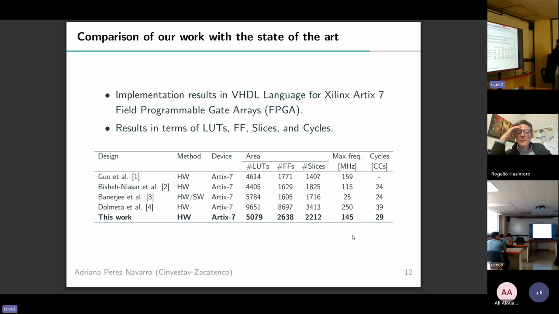My question is, what is the advantage of using hardware instead of x86 architectures, for example? Because hardware is faster, and it all depends on the design. Yes, our design is specific for CRYSTALS-KYBER.